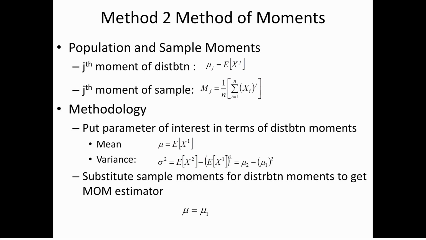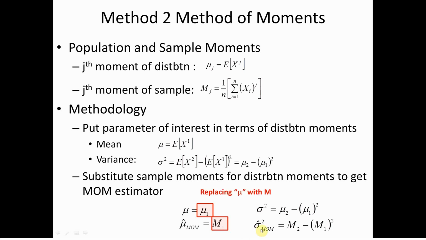Notice that if mu is equal to the first distribution moment, mu hat is equal to the first sample moment. All I do is replace mu1 with capital M1, and that's what gets me from the parameter to the estimator of the parameter. The hat there tells me I'm working with the estimator. What about the variance? The variance is mu2 minus the square of mu1. So I just substitute for mu2 with capital M2, mu1 with capital M1, and I get the method of moments estimator for the variance. Notice that all you're doing is replacing mu with capital M.